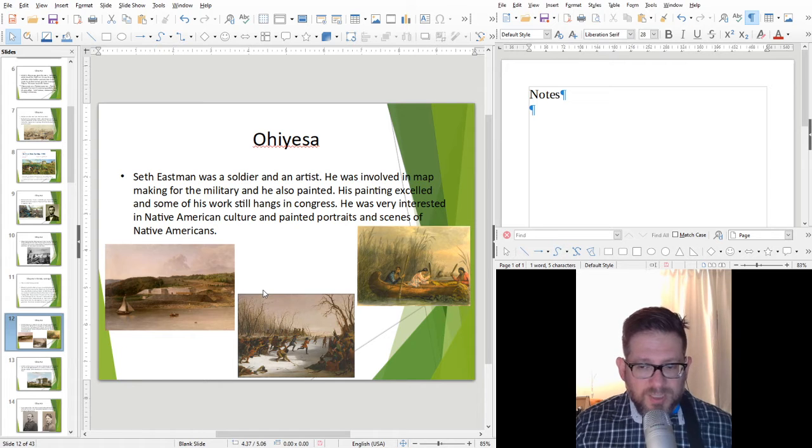Some of his paintings still hang in museums today, and he has paintings that hang actually in Congress in Washington, D.C. The ones that hang in Congress are paintings of forts. After the Civil War, Congress decided they wanted a painting of every fort. So they sent Seth Eastman to travel to each fort in the country and paint it. And those paintings are still hanging somewhere in Congress. But he also was very interested in Native American life, and he did a lot of painting of Native American scenes. And here are some paintings here.